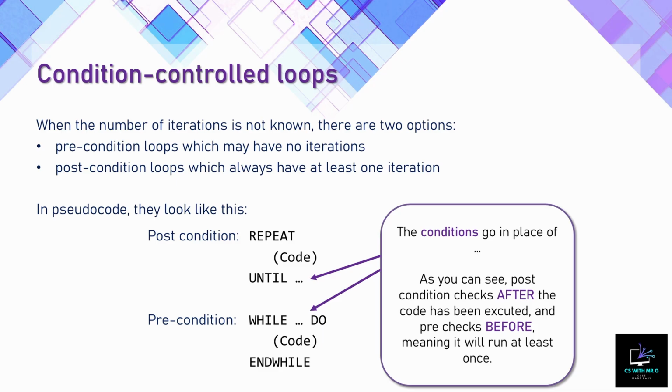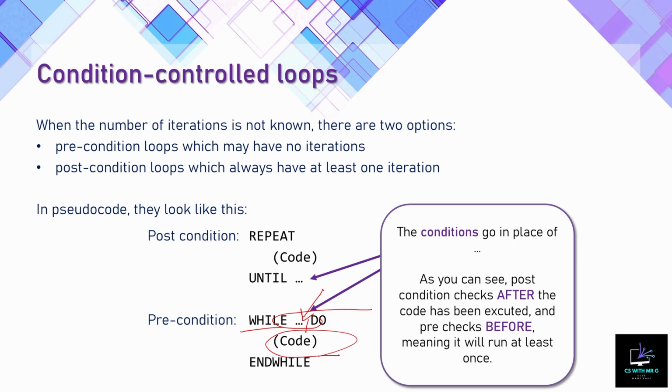The following 2 loops, condition-controlled loops, are used when we don't know the number of iterations, but we have a condition that would stop the loop from running altogether. Now, just a reminder, we have a precondition and a post-condition loop. So a precondition loop may have no iterations as we check the condition before the code is run. In pseudocode, it's called while, and while a condition is true, which would go in this slot here, we run the code. So if a condition isn't true, we may never run the code inside.